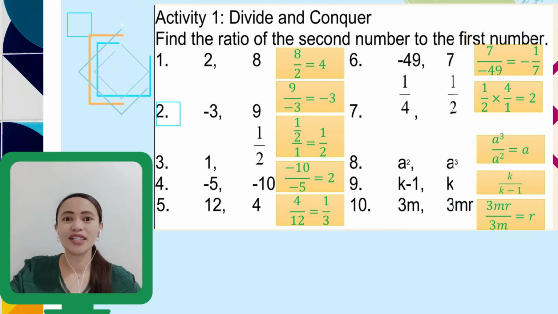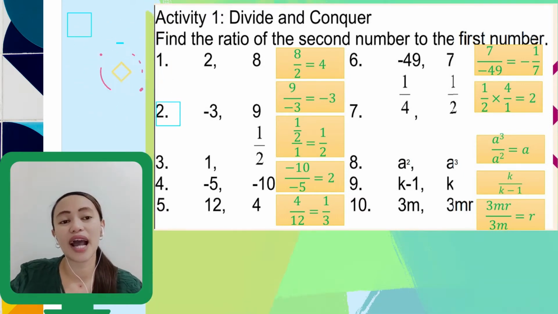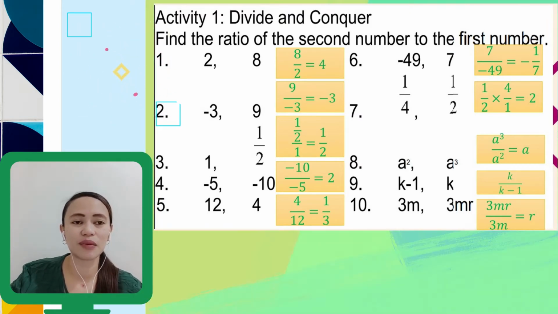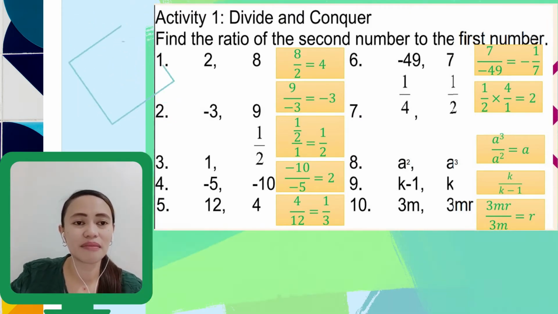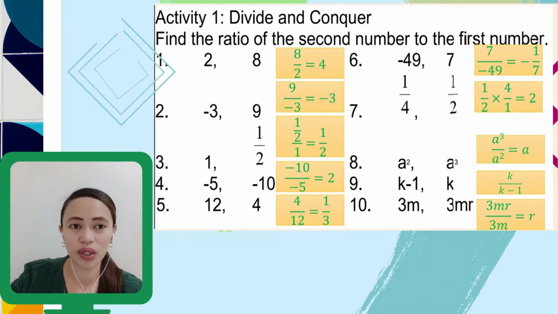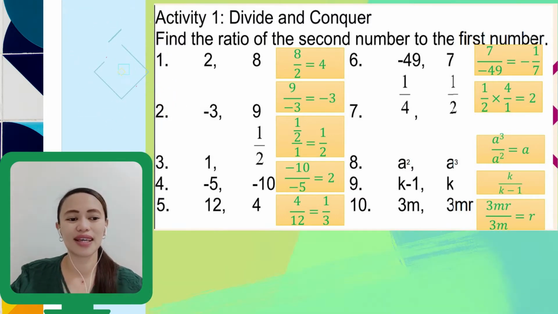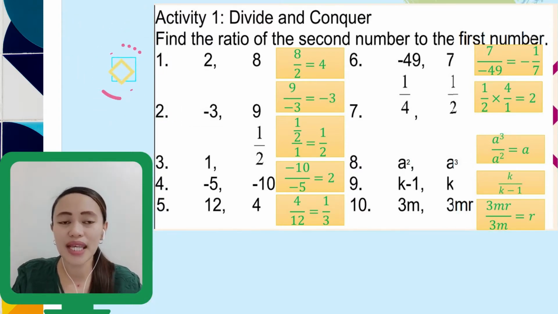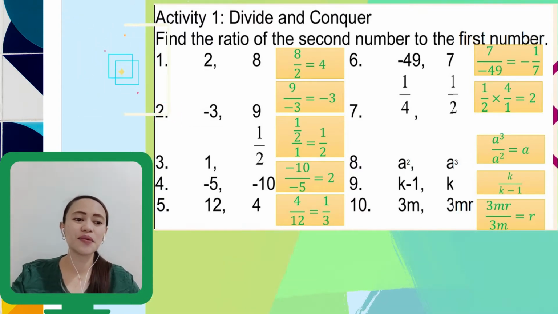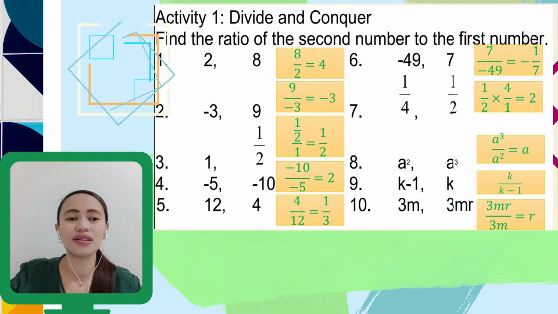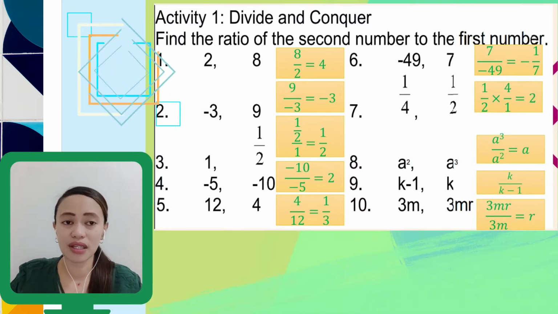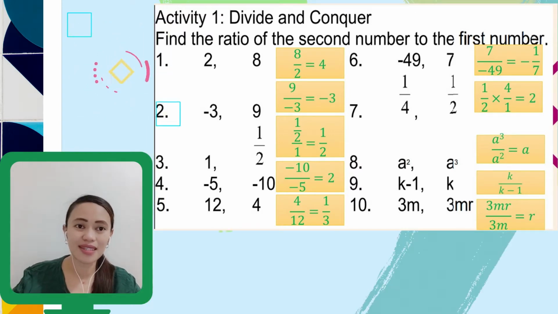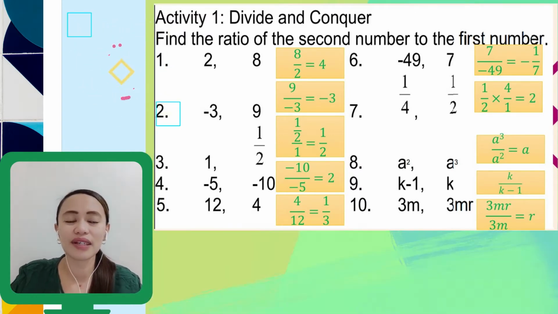And then, we have number 9, which is k minus 1 and k. So that will be k divided by k minus 1, or k over k minus 1. Then let's have number 10, which is 3m and 3mr. So we're going to cancel: 3 divided by 3, we have 1. m divided by m is 1. So the only thing that we have is r.